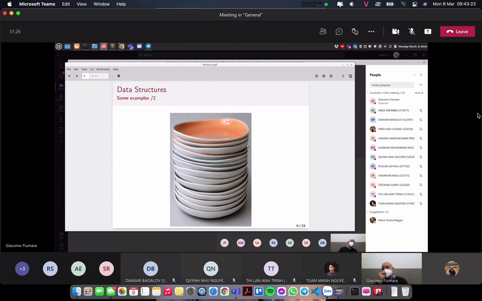In some other situations, for example, this is a stack. This is a stack of dishes, and usually you never take the lowest one in the stack. If you arrange the dishes as a stack, you will place the topmost, and you will take the topmost. Okay, so this is a different philosophy with respect to the queue.